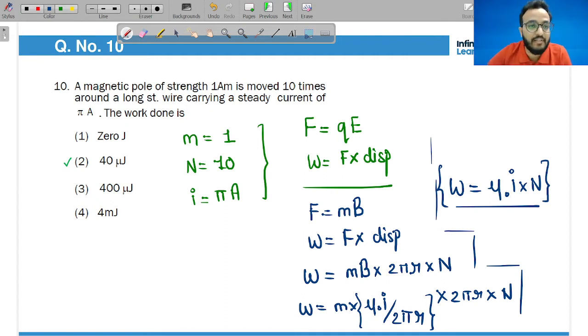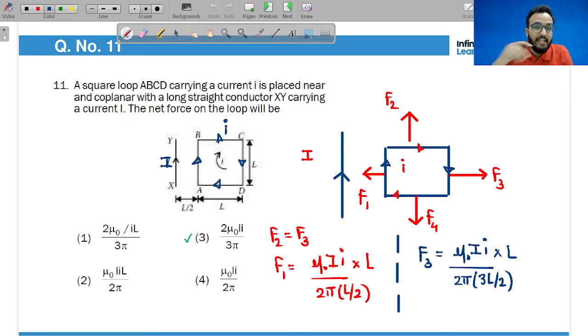Do you understand this, guys? Question number 11. Here they want us to find the net force on this square loop ABCD. Let me write down: this is point A, this is B, this is C, and this is D. Now, very carefully see, students. Wire AB is closer to this infinitely long wire, this is an infinitely long wire, right?